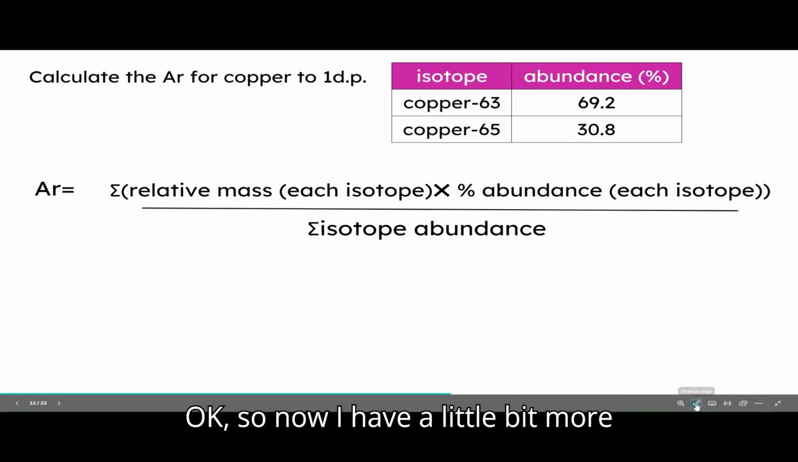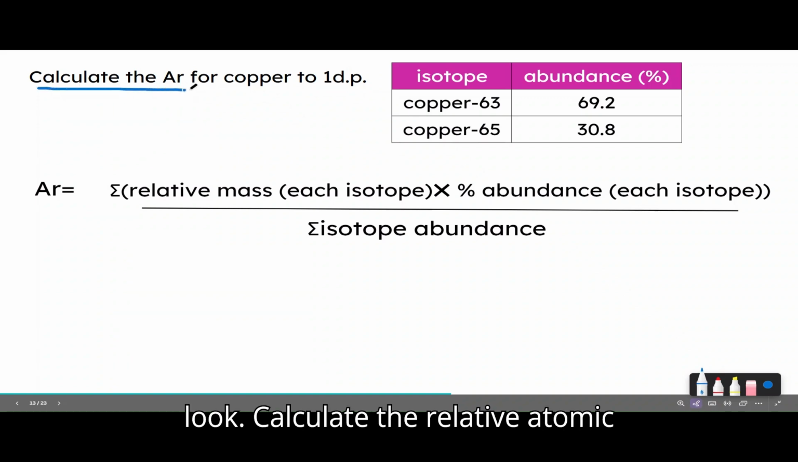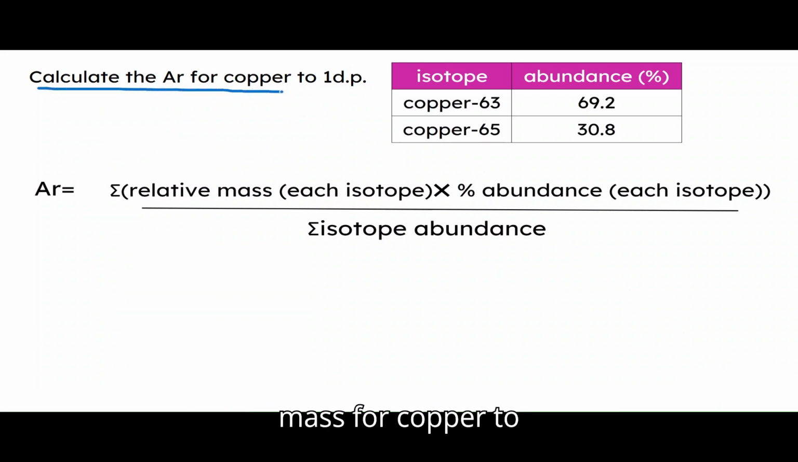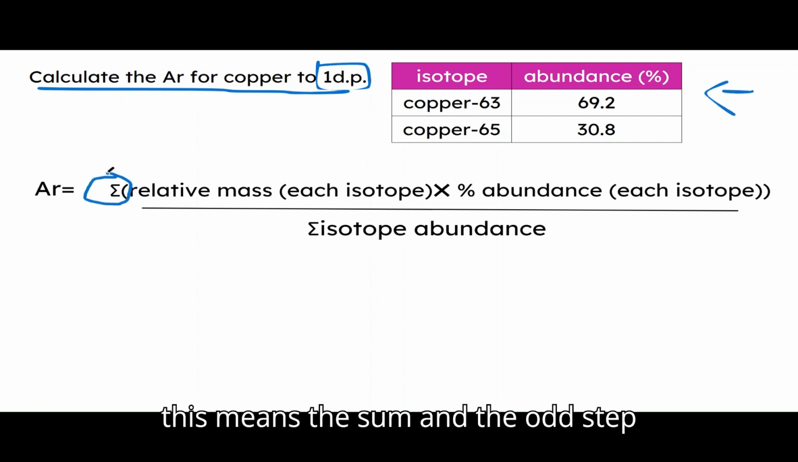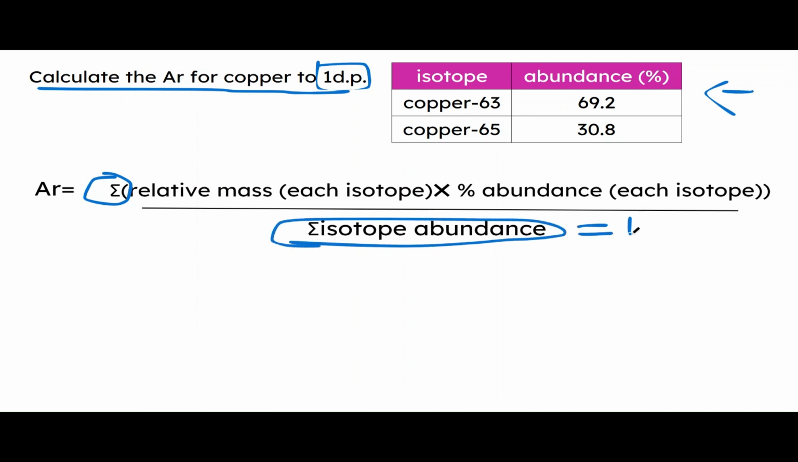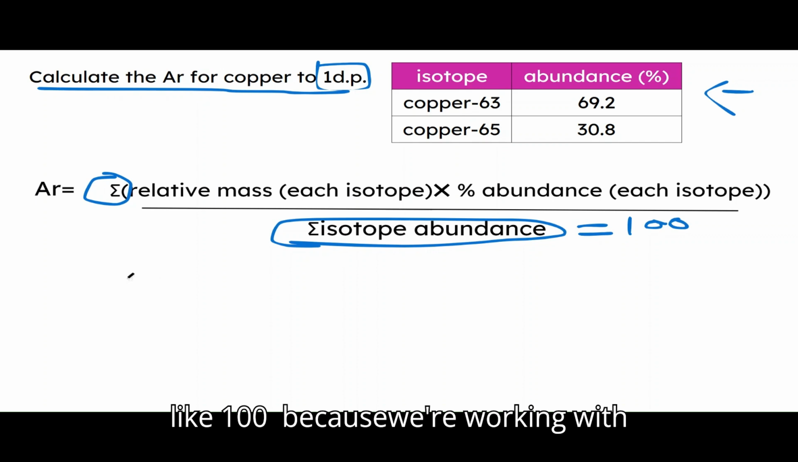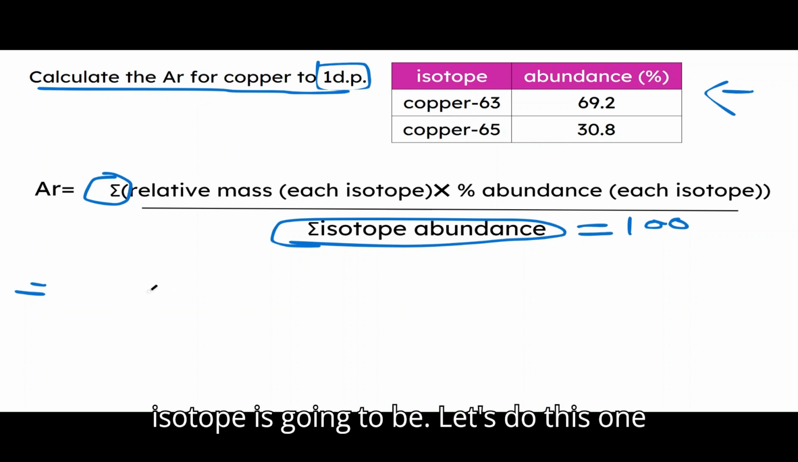Okay, so now I have a little bit more space. So let's calculate the relative atomic mass for copper to 1 decimal point. Okay, so here is our copper in the table. Remember, this means the sum, and the isotope abundance is always going to be equal to 100 because we're working with percentages.